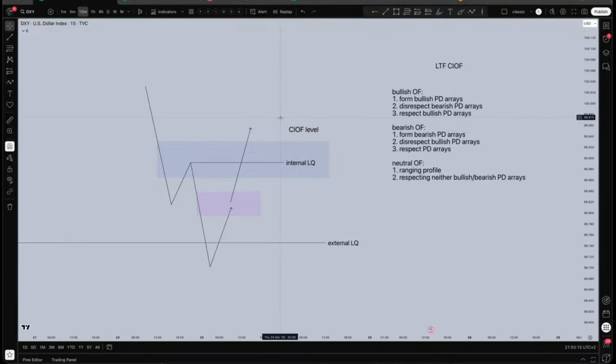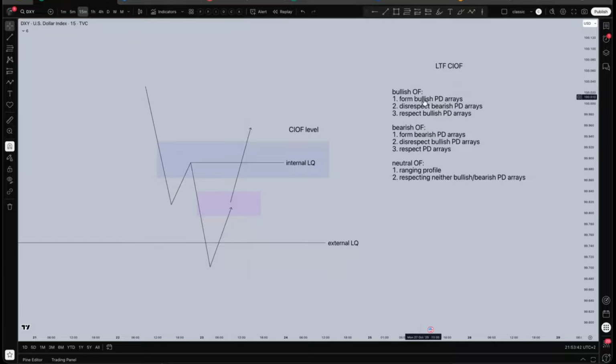Now, another thing which you want to see is price forming bullish PD areas, meaning you ask yourself, has price formed bullish PD areas in this leg up? So, for example, do we have a fair value gap forming here on the buy side, which would then turn this inversion fair value gap into a BPR? Because we have a bullish fair value gap overlapping with a formerly bearish one, which is one of the strongest indications of a change in order flow.